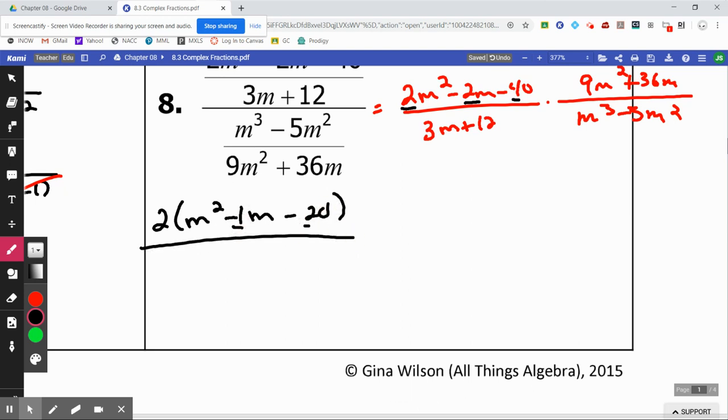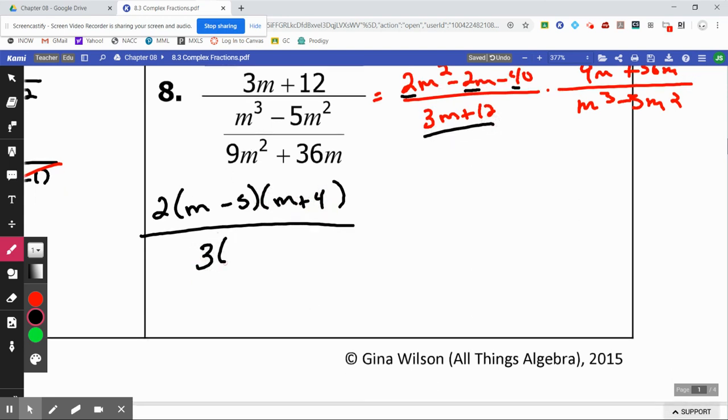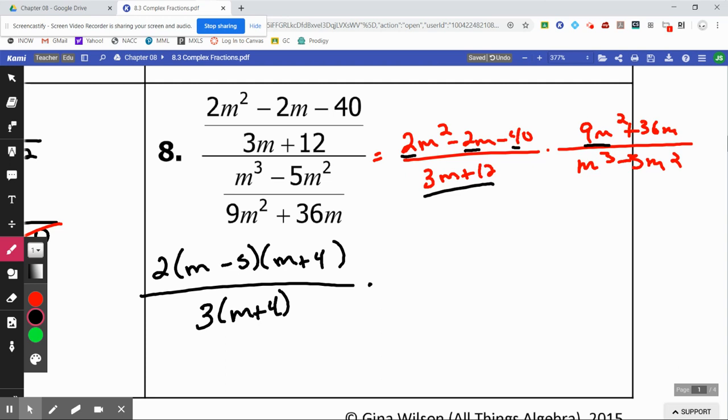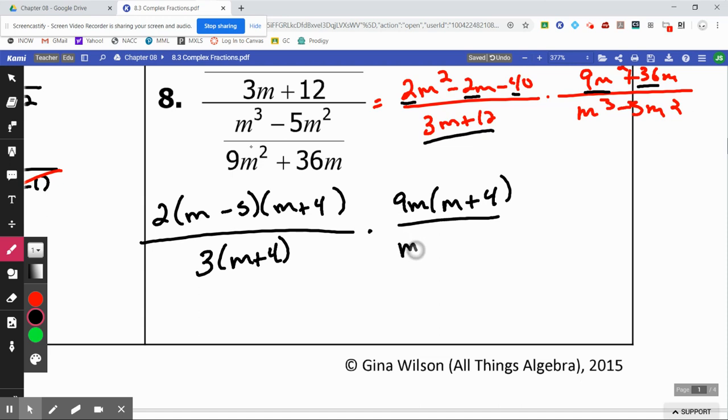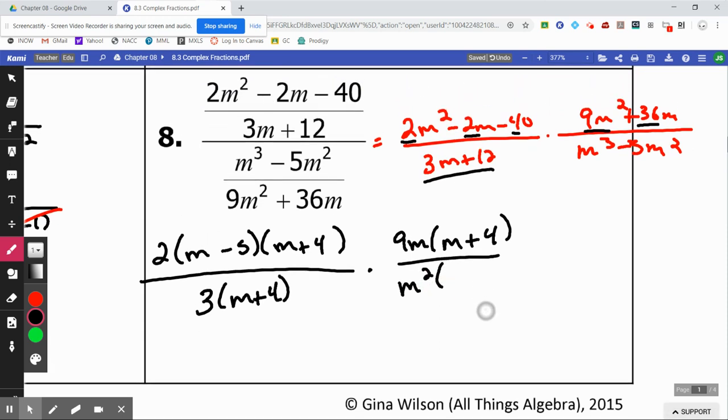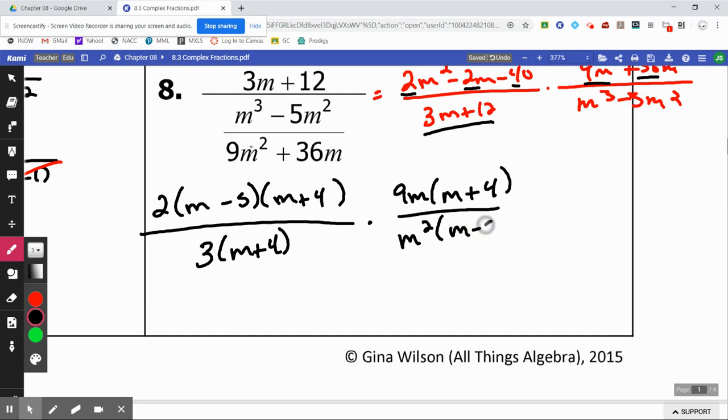Adds, multiplies will be a negative 5 and a positive 4. So let's go ahead and do that to save ourselves a step. M minus 5, m plus 4. The bottom, we're going to factor out a 3, 3 parentheses, m plus 4. Here we're pulling out a 9 and an m. You're left with an m plus 4. And here, first step, that's m to the third minus 5m squared. We're going to factor out an m squared. And you're left with an m minus 5, and that's all the factoring that can be done there.